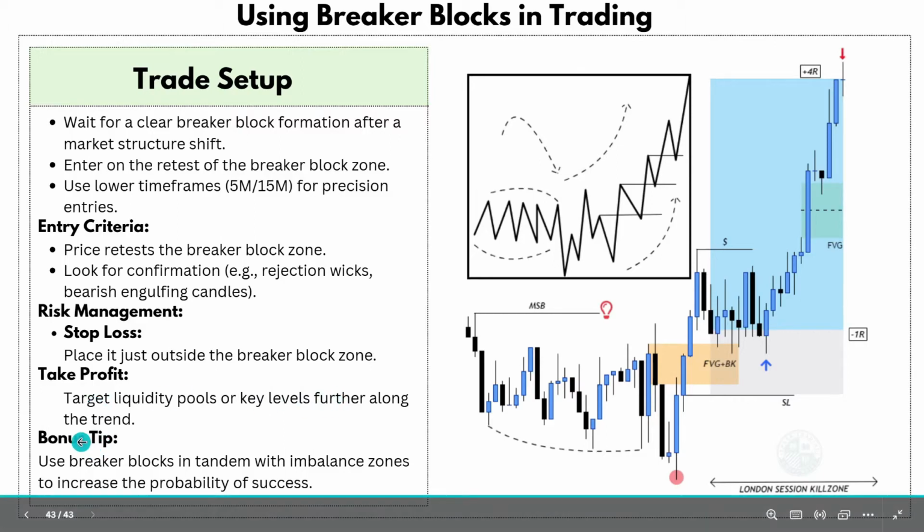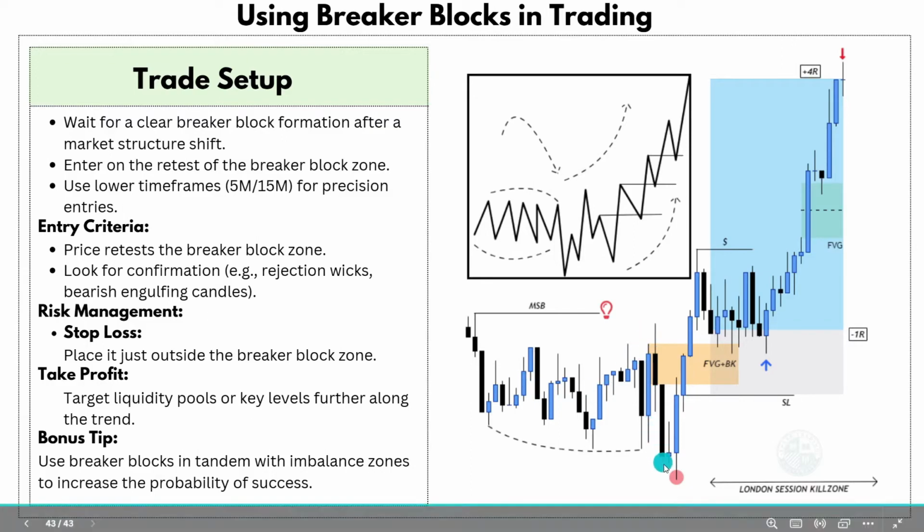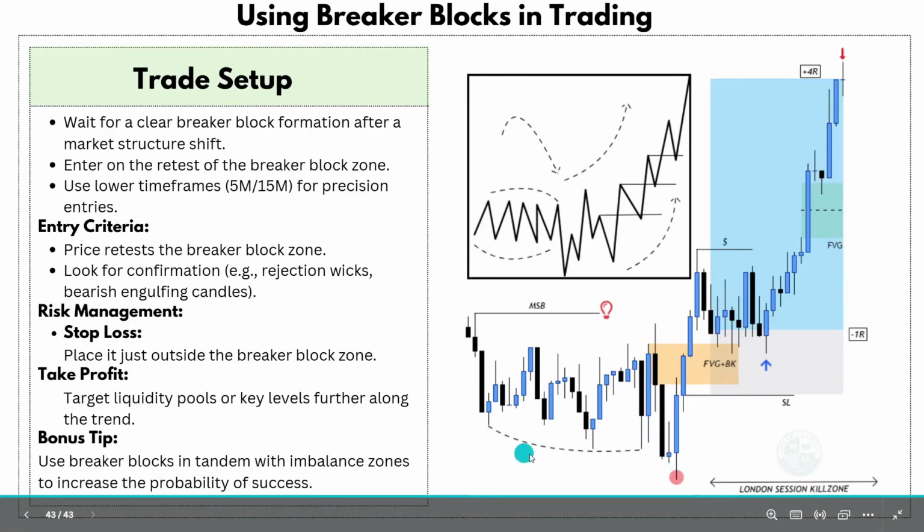A clean bonus tip, just like I stated, is that we use breaker blocks in tandem with imbalance zones to increase the probability of success. Now let's go over this chart depiction right here of our breaker block. As we can see right here, this is just a clean schematic of one of our market maker buy models. Price was just building liquidity in this range right here, and then price pushed down lower and gave us a clean liquidity sweep of these old lows.